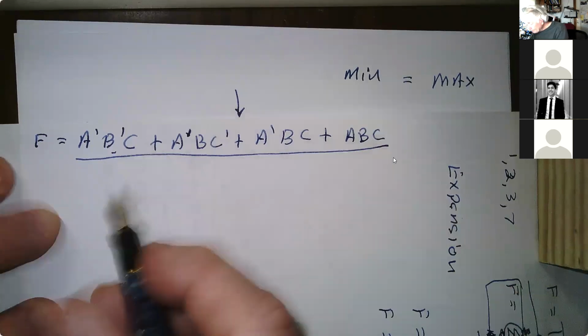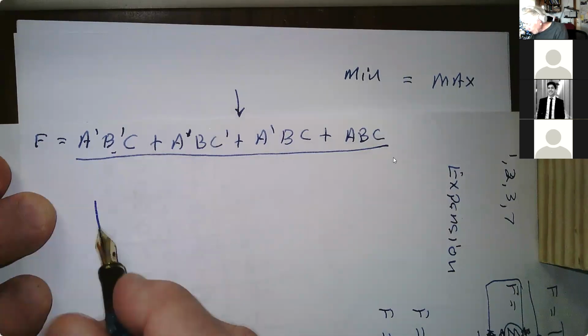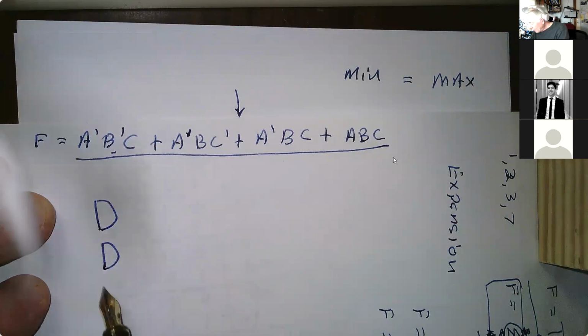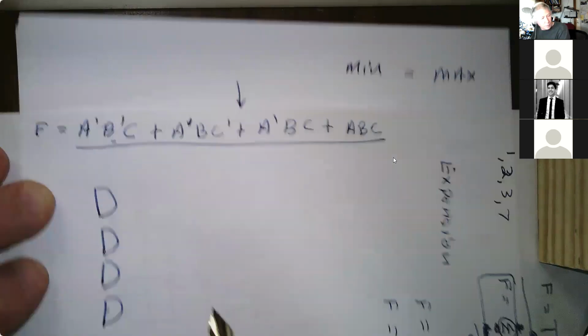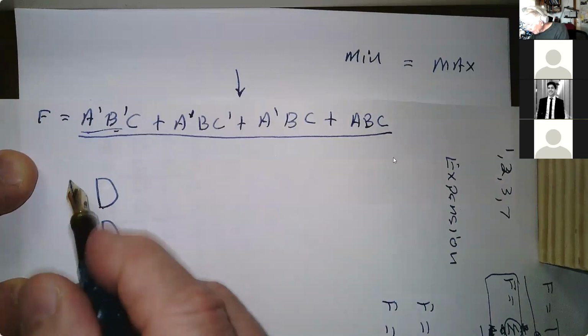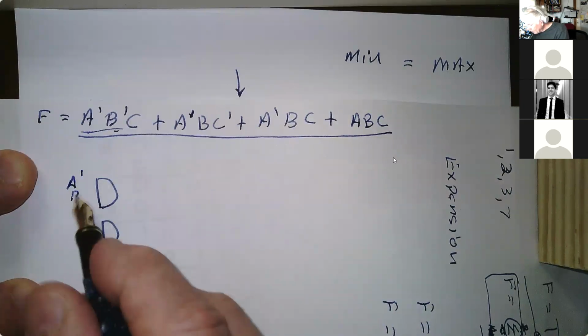So I would have an AND gate here, an AND gate here, an AND gate here, and an AND gate here. And this AND gate would have this in, so that would be A prime, B prime, C.